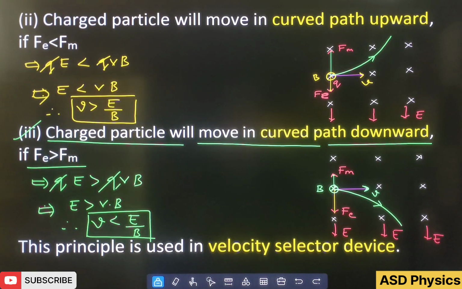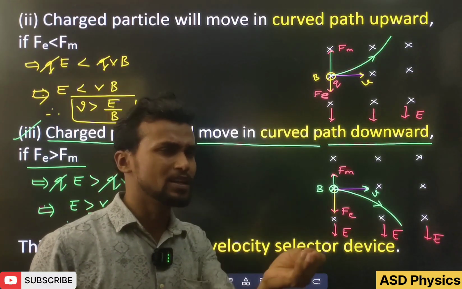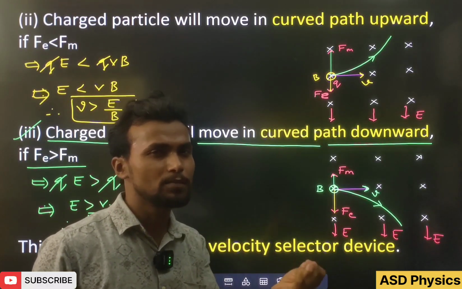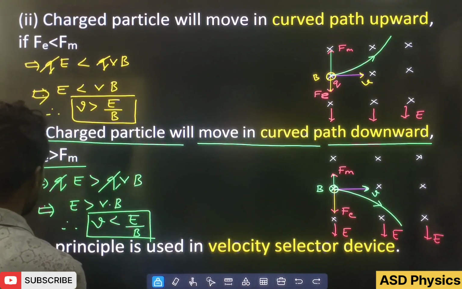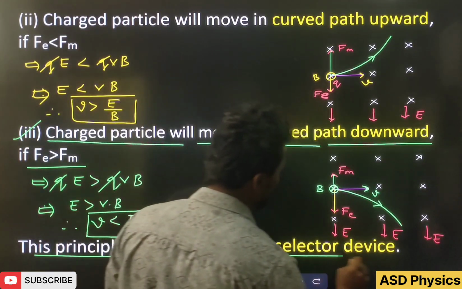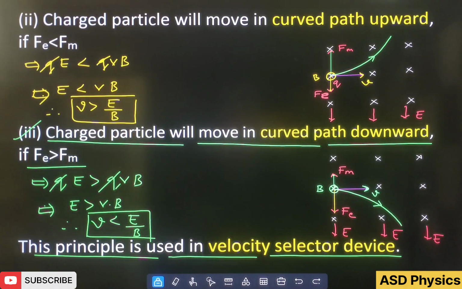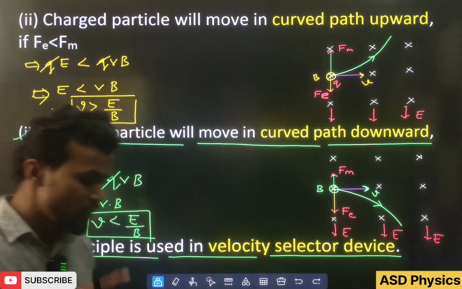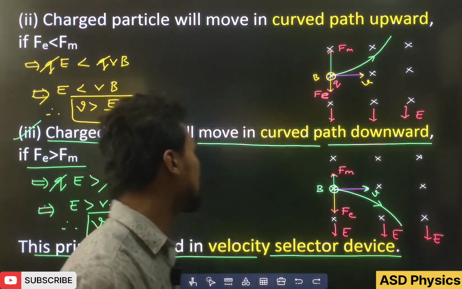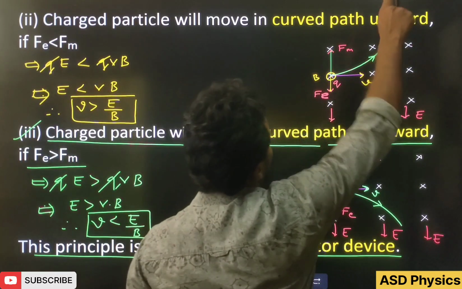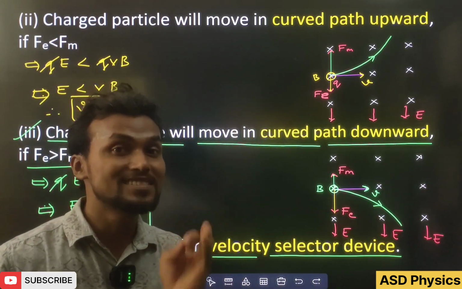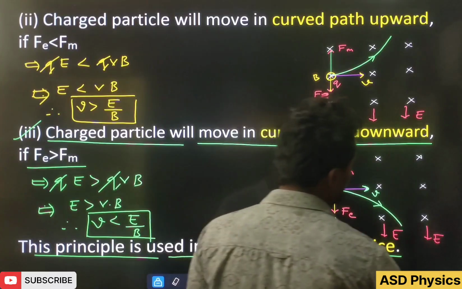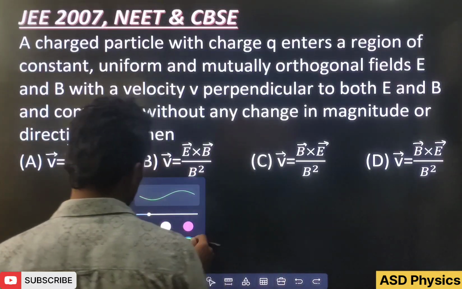Kindly see very well. So when both the forces are equal, V equal to E by B, and these other two cases are there, they may ask. They may give charge particle like proton, neutron, alpha particle, and they will ask the radius of curvature and all that. Basic will be this only. Now see, this principle is used in a velocity selector device. This principle is used where? In a velocity selector device. So when V equal to E by B, straight line path. When V greater than E by B, curved path upward. When V less than E by B, curved path downward. Used in a velocity selector device. Remember that here.